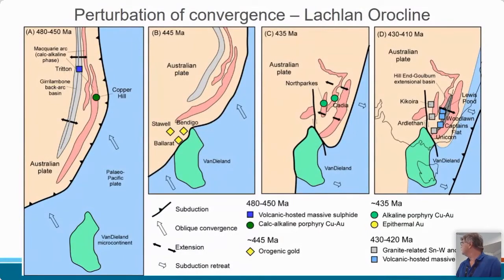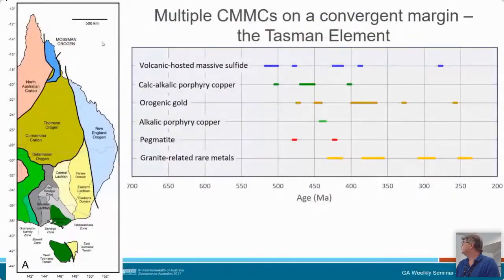And then finally, you move back into normal subduction. You go back to stability, and then you start to form another set of VHMS deposits, and you also form some granite-related deposits. So that's what we see in the Lachlan orogen, and that's what controls most mineralization in the Lachlan orogen. And we can actually understand it in terms of this sort of concept. So we'll move on through the rest of them. This will take a lot less time.